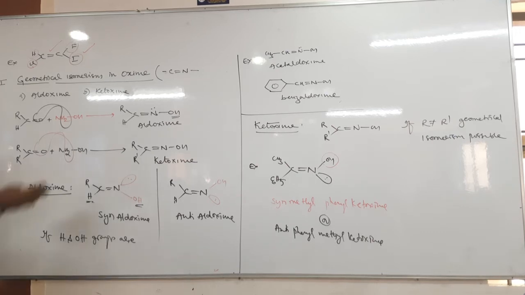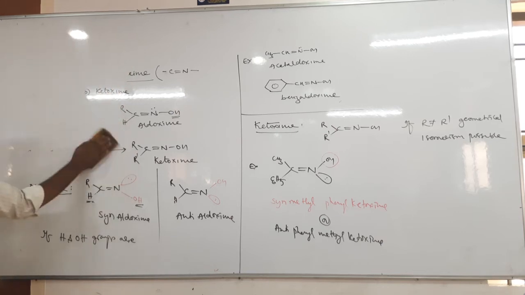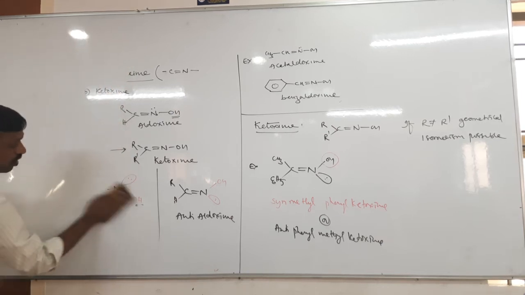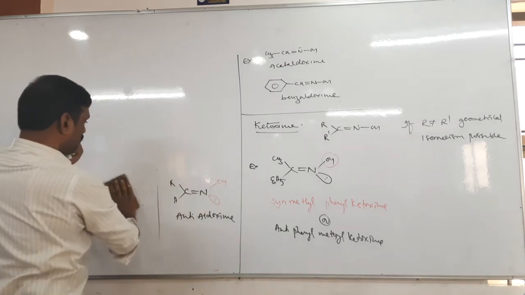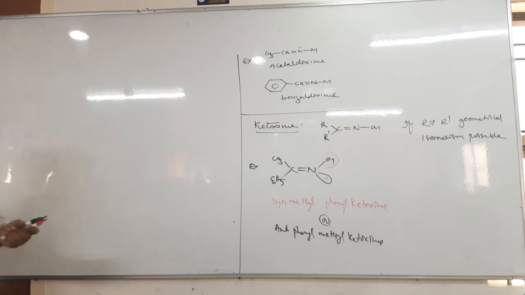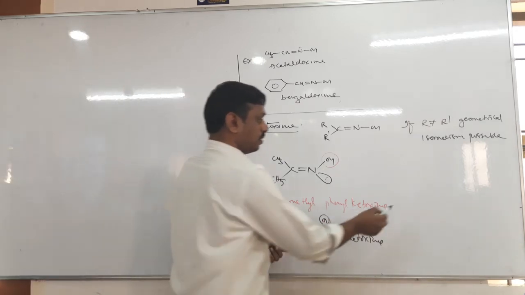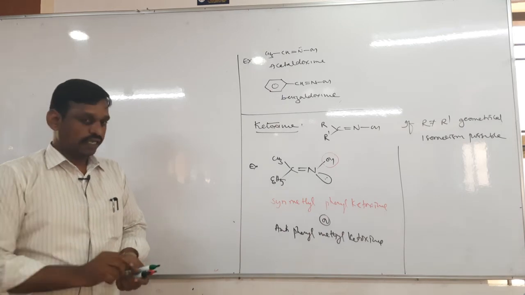Okay. Next, written question: which of the following ketoximes do not exhibit geometrical isomerism?